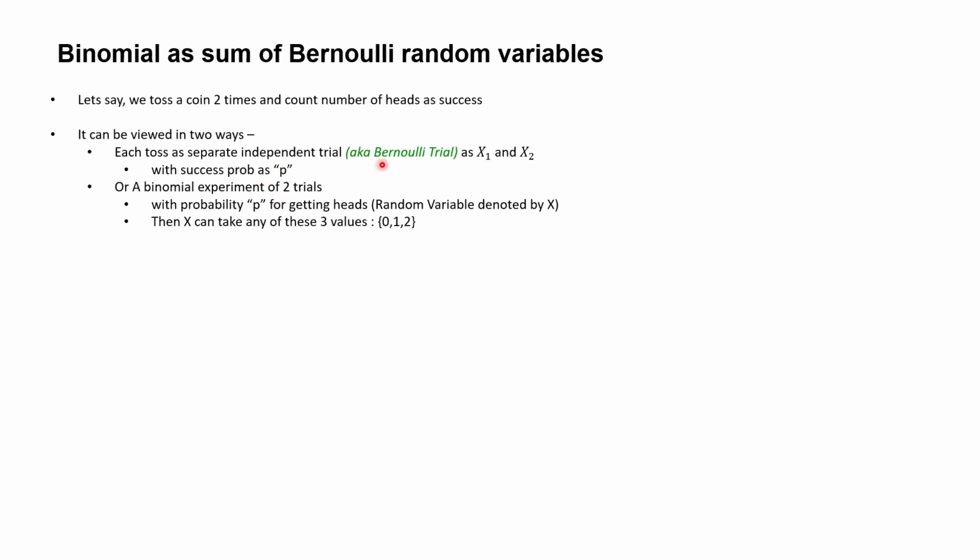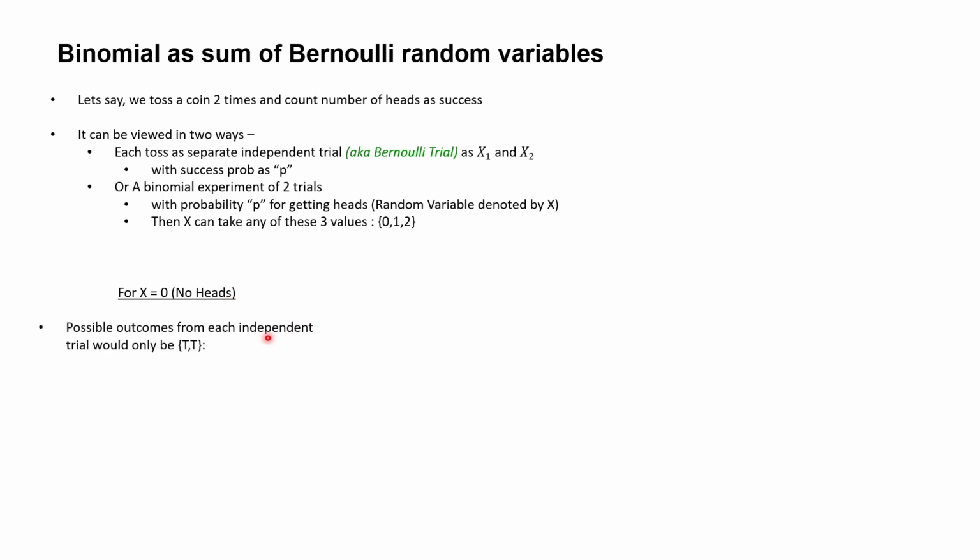So as you see, this random experiment can be viewed in two ways, either as a Bernoulli or a binomial experiment. Let's break down these random variables one by one. If the random variable takes value 0, x equals 0, from the binomial experiment it means no heads.